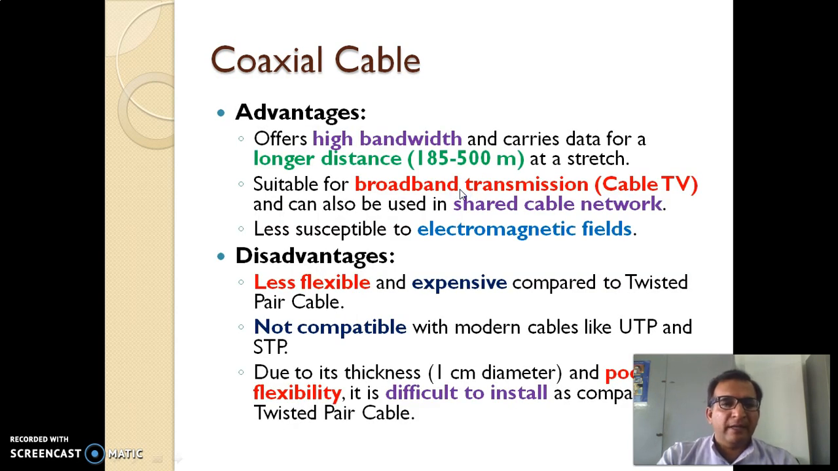Here there are advantages like high bandwidth and longer distances, from 180 to 500 meters. It can carry the data also, and is suitable for broadband transmission like in cable TV networks. It is less susceptible to electromagnetic waves in comparison to the twisted pair. Its disadvantages are that it is less flexible and basically more expensive than twisted pair cable, not compatible with UTP-STP, and due to its thickness, which is 1 centimeter in diameter, and poor flexibility, it is difficult to install in comparison to twisted pair.